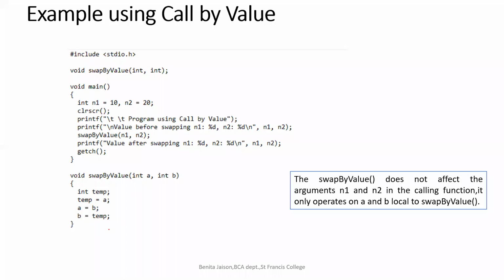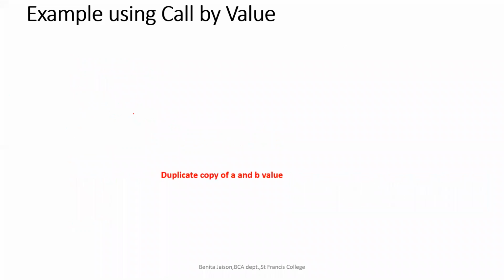So here, what is the program? I'm going to explain a program which makes use of a function called call by value. This program is for swapping values. What is the meaning of swapping? Interchanging, right? So I'll be using a program to swap the values of two variables.